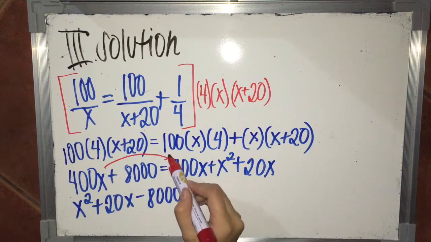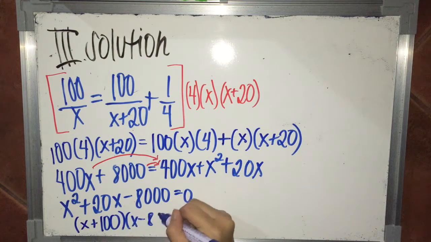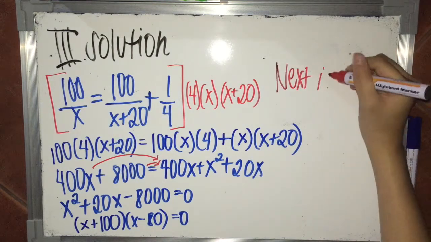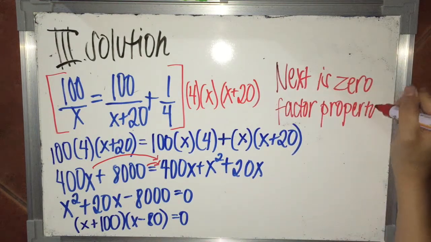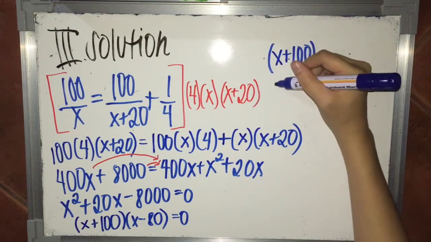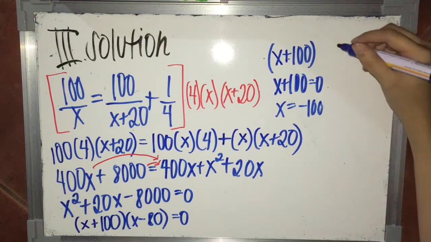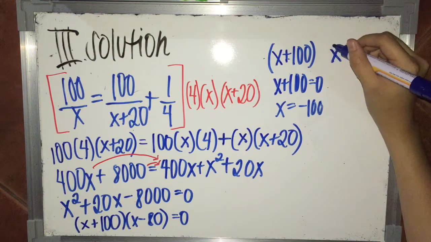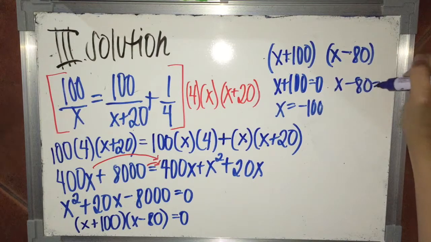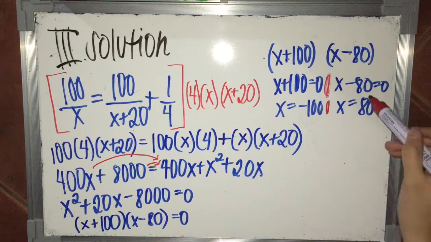And then factor. Trying to figure out the factors is just trial and error, so you need time for this. We found out that the factors are x plus 100 and x minus 80, which will be equal to 0. Next is the zero factor property. Isolate x, so you have to transpose 100 to the other side so it becomes negative 100. Then to isolate x in x minus 80, transpose negative 80 to the other side so it becomes 80. But since there's no negative speed, we'll have to use 80.